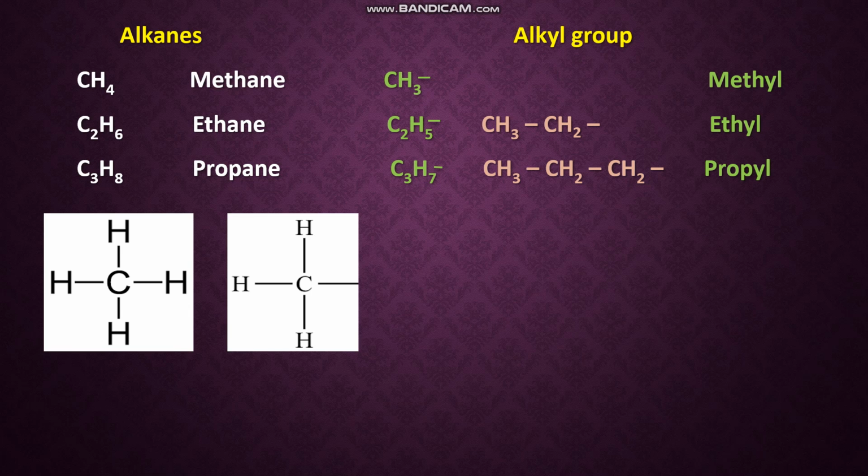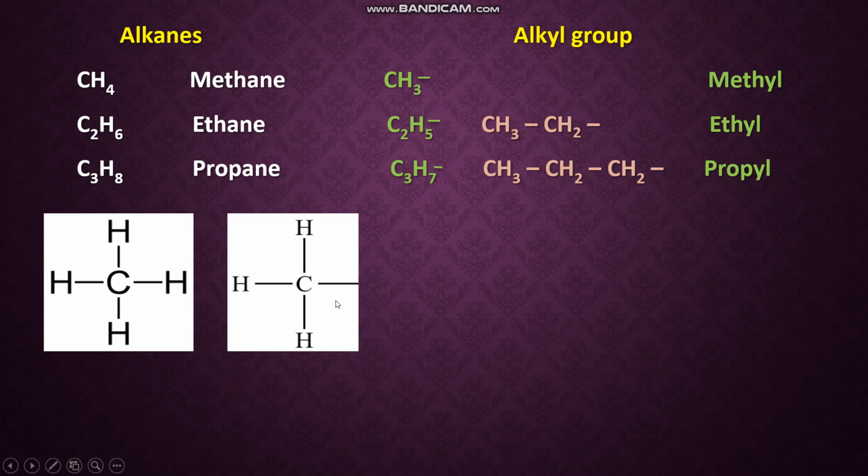Carbon-carbon single bond and all these hydrogen atoms. Each carbon is bonded to 3 hydrogen atoms. That is ethane. One more CH3 group, carbon with 3H, it is attached here. That is propane. If it is attached to another CH2 and CH3 group, that is propane and so on.